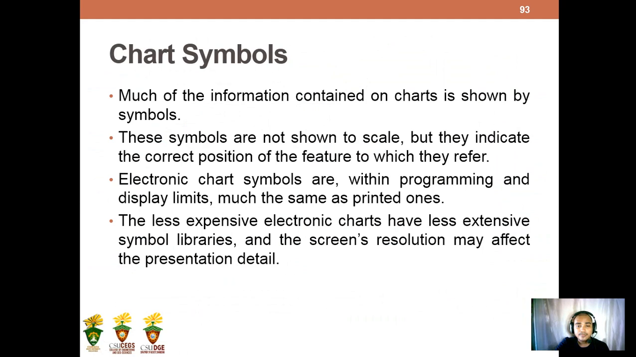Next is the chart symbols. So much of the information contained on charts is shown by symbols. Okay, pwede nimo siyang butangan og arrow nga kani is water, kani is shoreline, kani is estimated shoreline. So the information contained on a specific chart or a map is usually represented by symbols. And these symbols are not shown to scale, but they indicate the correct position of the features to which they are referred. And electronic chart symbols are within programming and display limits that is much the same as the printed one. So, i-drawing gyud nimo siya. But as to the electronic chart, isang click na lang.